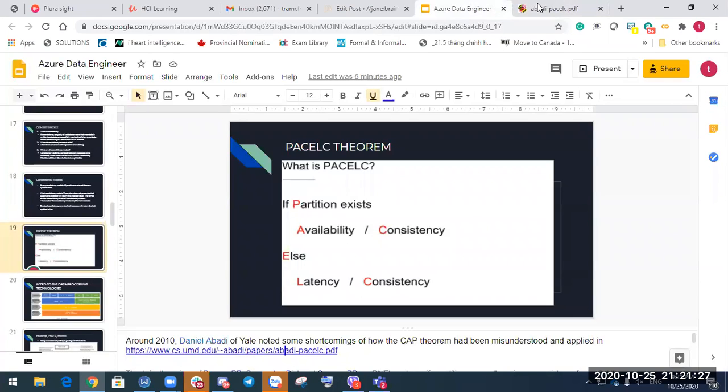PACELC, like I mentioned, is the default version of DynamoDB, Cassandra, and CosmosDB. So they use the PACELC system.